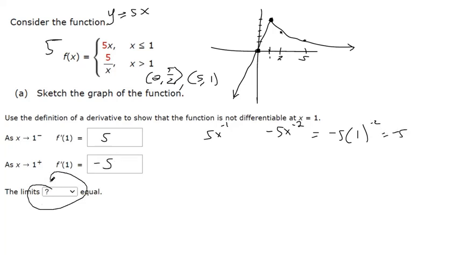So the limits do not equal each other, right? So the derivative does not exist at x equals 1 because the two derivatives are not the same.